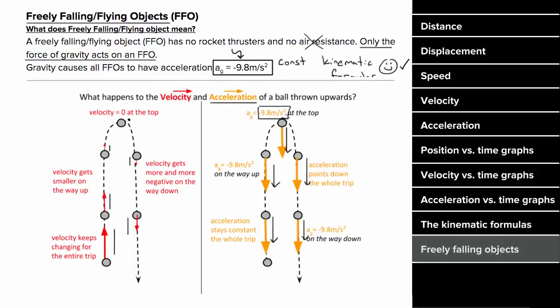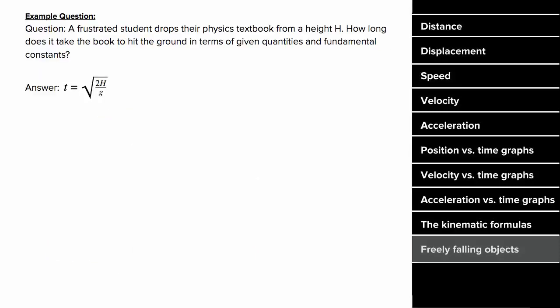So what would an example problem involving freely flying objects look like? Let's say a student drops a book from a height h, and we want to know how long it takes for the book to hit the ground, but we need to represent it in terms of given quantities and fundamental constants. That means we're going to have to solve this problem symbolically. So we still use a kinematic formula, but we'll plug in symbolic values instead of numbers. So delta y is not going to be h, it's going to be negative h since the book dropped down, which is a negative vertical displacement.